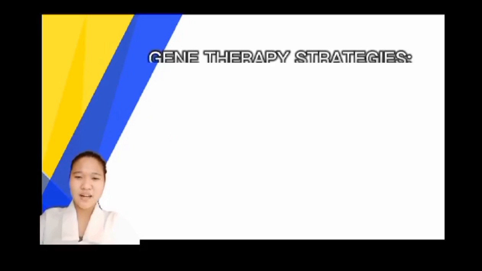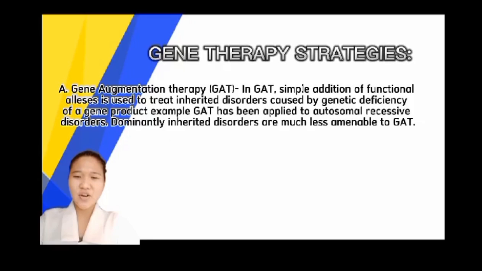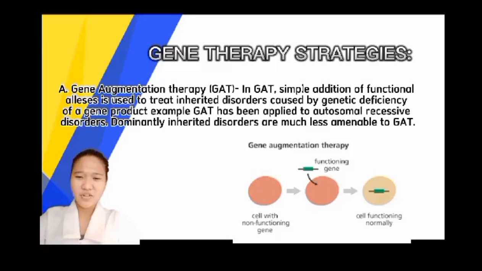I am here to discuss to you the gene therapy strategies. First, let's talk about gene augmentation therapy or GAT. In GAT, simple addition of functional alleles is used to treat inherited disorders caused by genetic deficiency of a gene product. For example, GAT has been applied to autosomal recessive disorders. Dominantly inherited disorders are much less amenable to GAT.